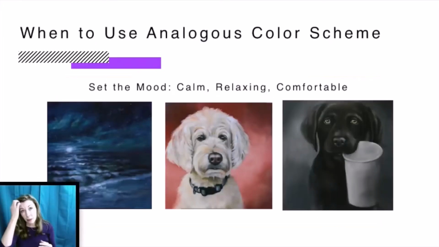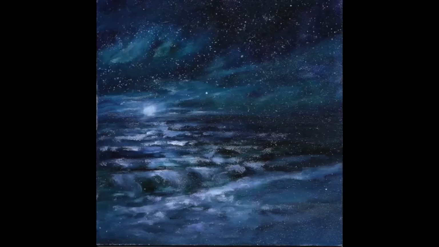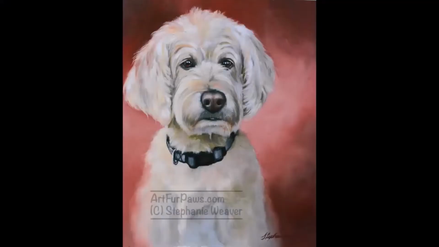So in these examples of an analogous color scheme, what I'm doing and trying to create is a mood of calm, serenity, something that's relaxing. Here you can see my analogous painting of a blue sky and ocean at night. It's very calm, serene, and that's really just using 3 colors as well. The dog, his name is Buck. He's a seizure detection dog.